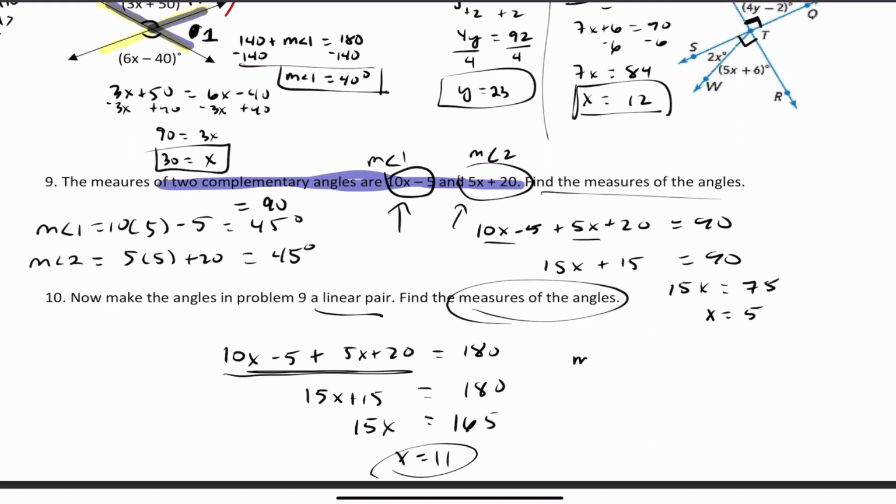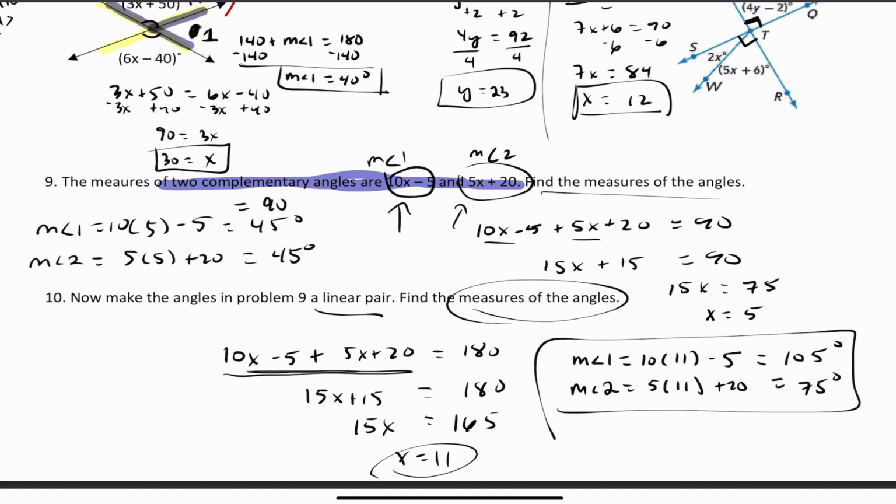So measure angle 1 is 10 times 11 minus 5, which is equal to 105 degrees. Okay, again, if you don't know what I'm doing here, it's because this is what I need to use, replace that x with 11 here to figure out what that measure is, and then measure angle 2 is that. So measure angle 2 is 5 times, replace the x there, plus 20 is equal to what, 75 degrees, and then you have it.